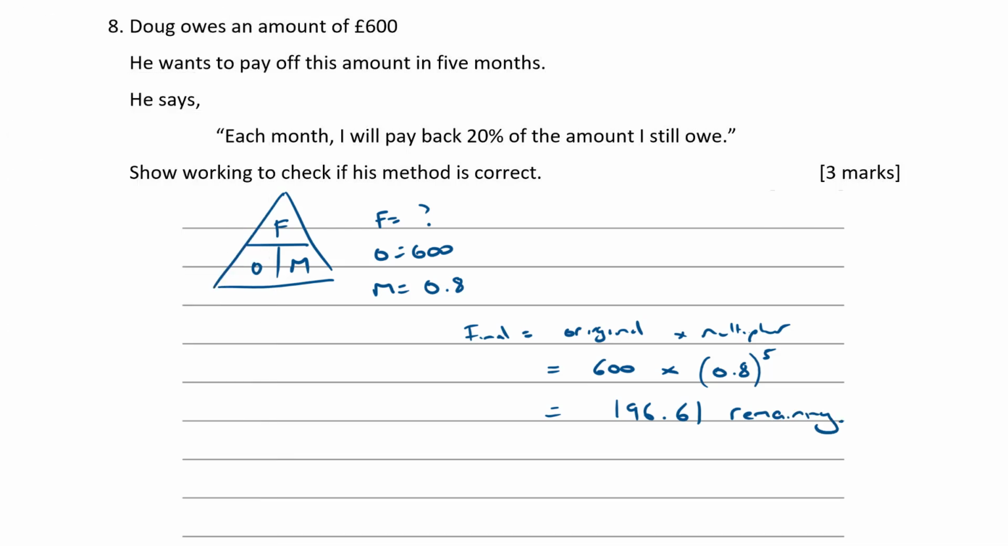So he has not cleared the £600. Okay, I think I'm just going to sign off like that. So I've shown it, haven't I?